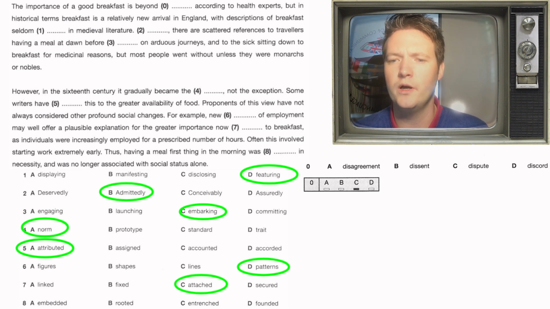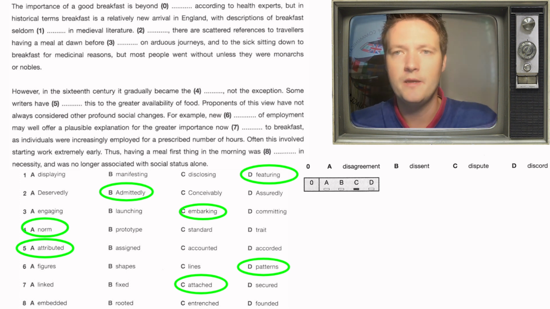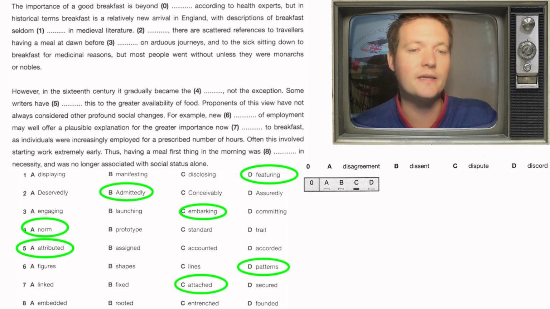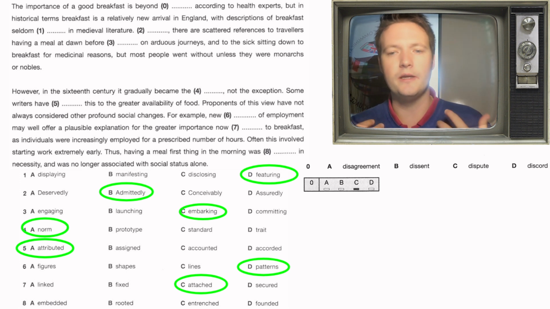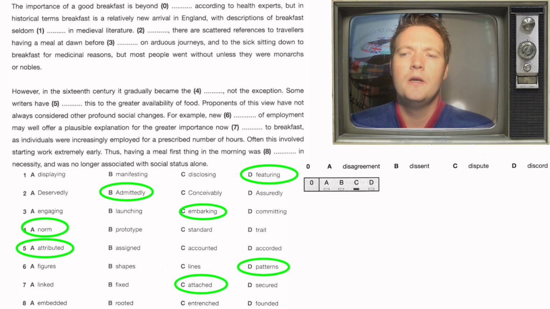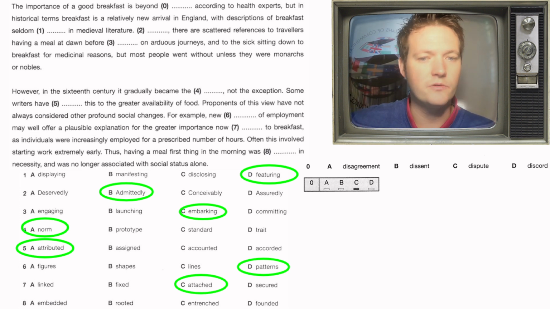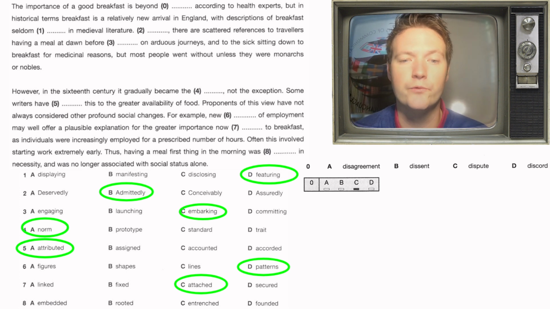"Having a meal first thing in the morning was founded in necessity." Well, it wasn't founded. Having breakfast wasn't founded from this point on, I don't think. It had already been founded before this. Nobles had it. Certain people did have breakfast, people who were ill, for example. But I think it was now rooted in necessity, because people were starting to work extremely early. They needed to get up and have breakfast, they needed energy to get through the day, working long hours. And it was no longer associated with social status alone, which is where maybe you could say it was founded. So I would go with rooted there.